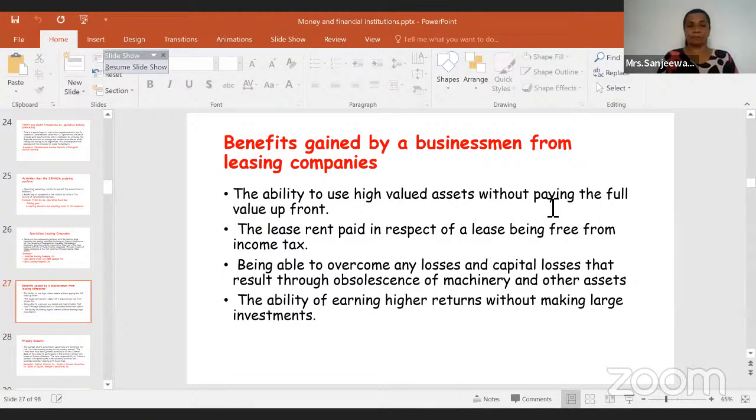And you can overcome any losses and capital losses that result through obsolescence of machinery and other assets. And the ability of earning higher returns without making a large investment. Initially, if you have to pay a large amount of money to buy the asset, you incur a lot of cost. Here you don't need to pay that; you pay a little amount and the rest later. Because of that, you can get a higher return, okay? So these are the benefits gained by a businessman from a leasing company.